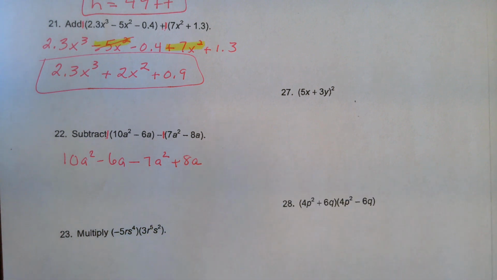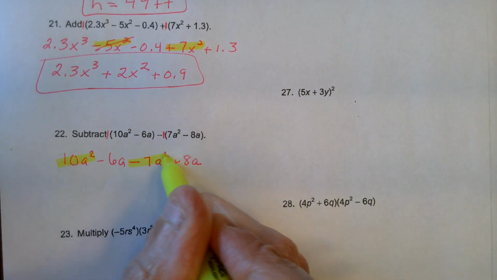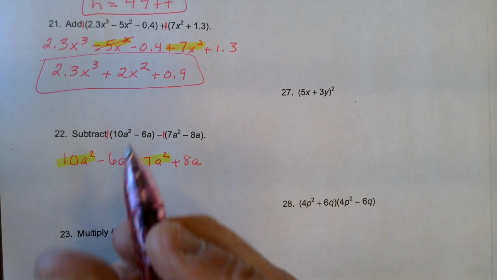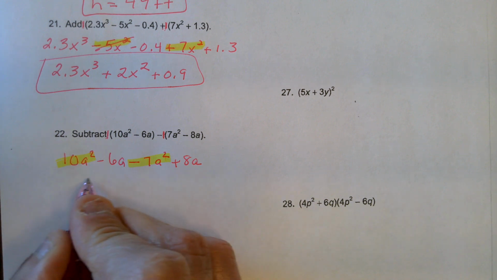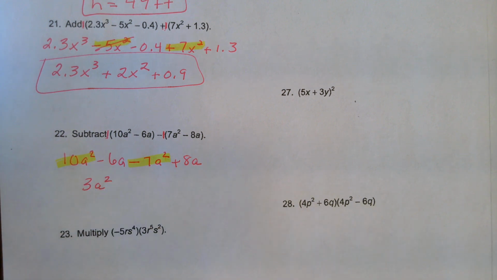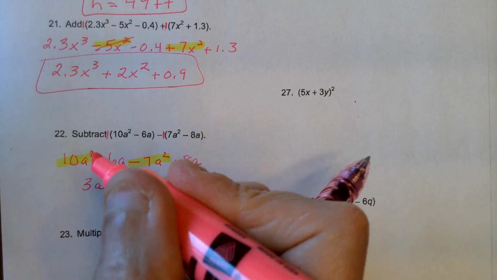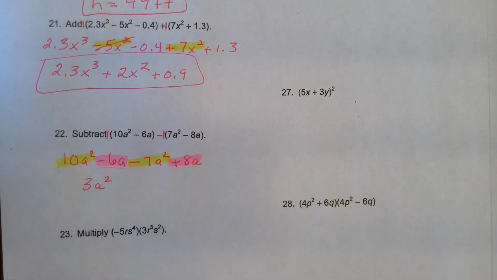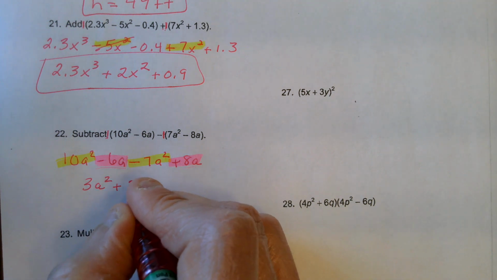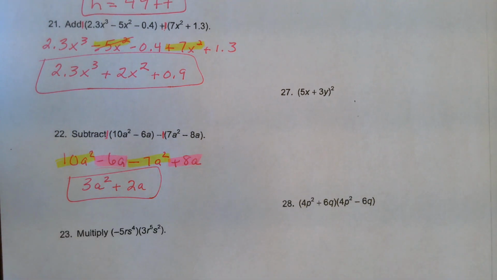I have 4 terms. We need to see if any are alike. I think we do. We've got that one, and I'm going to make sure I don't make a mistake and leave these negatives out. 10 minus 7 is 3a to the second. And then I have a 6a, and a negative 6a and a positive 8a, so I have a 2a. All done. Now we switch gears.